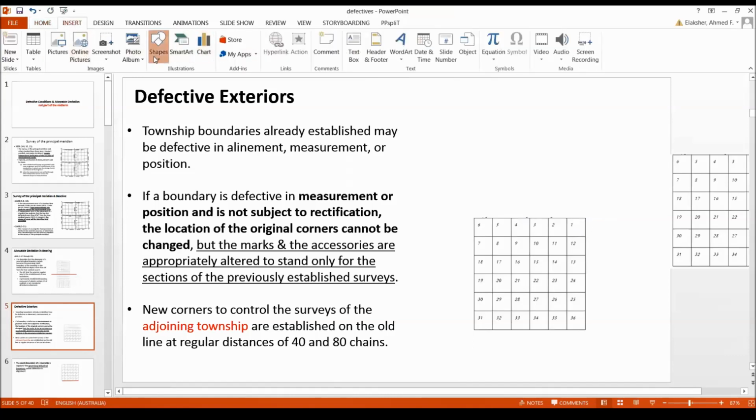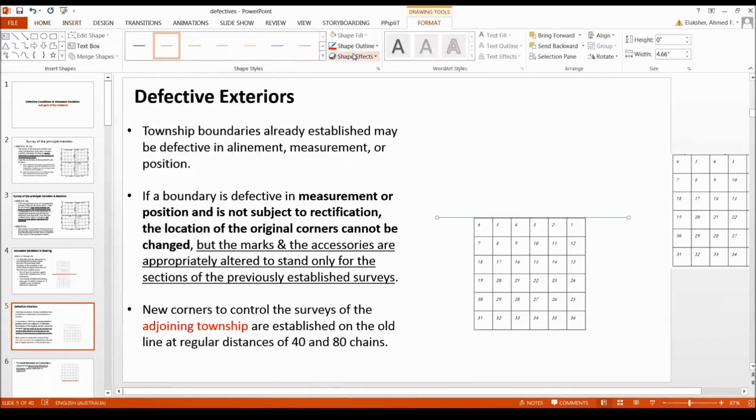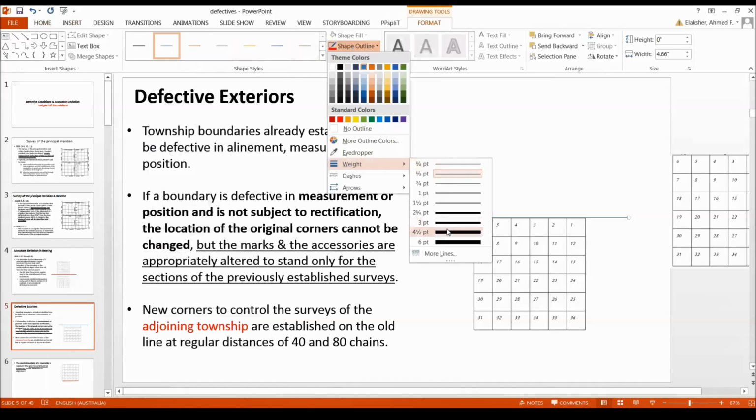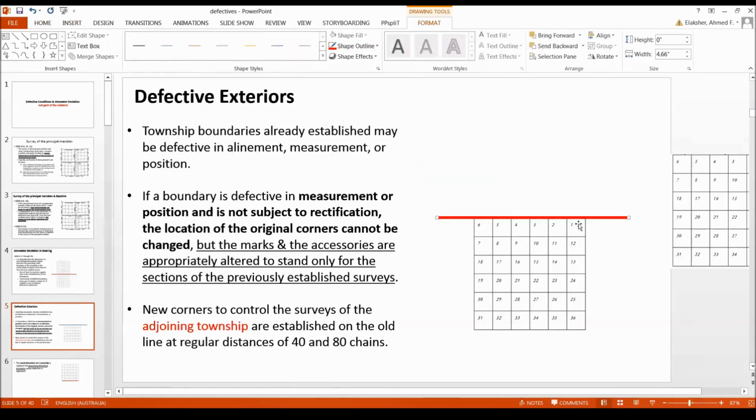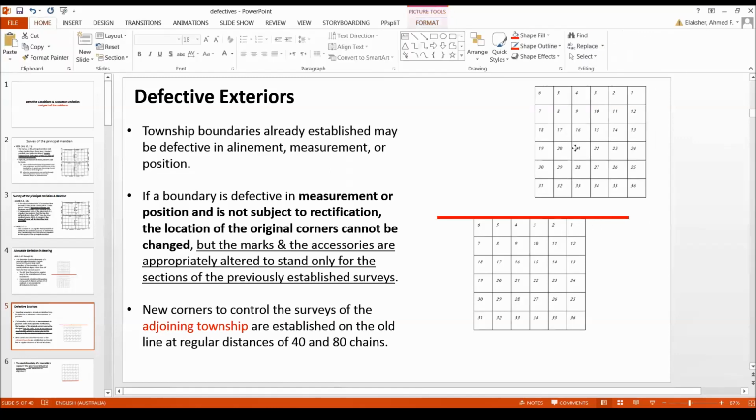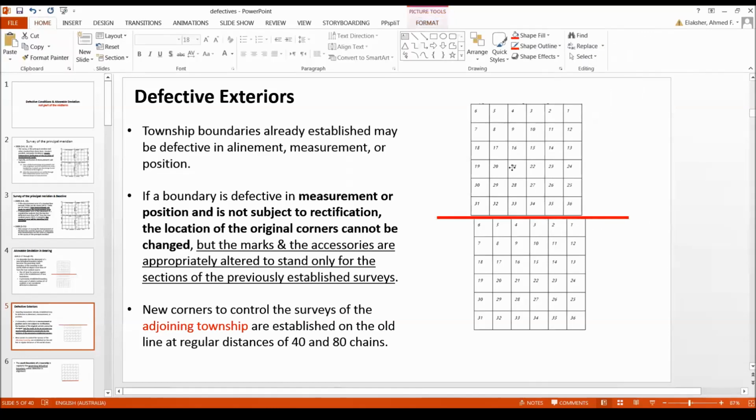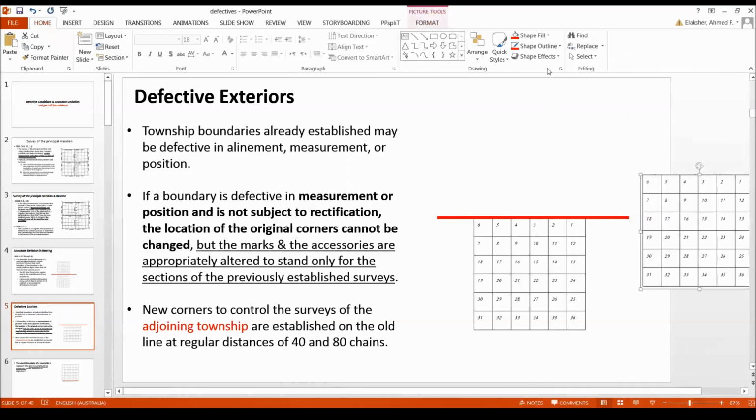What if I am building my new township, as we just saw here on this township? Its northern boundary is going to be the southern boundary for the next township. Should I just use the same corners, or should I do something else?